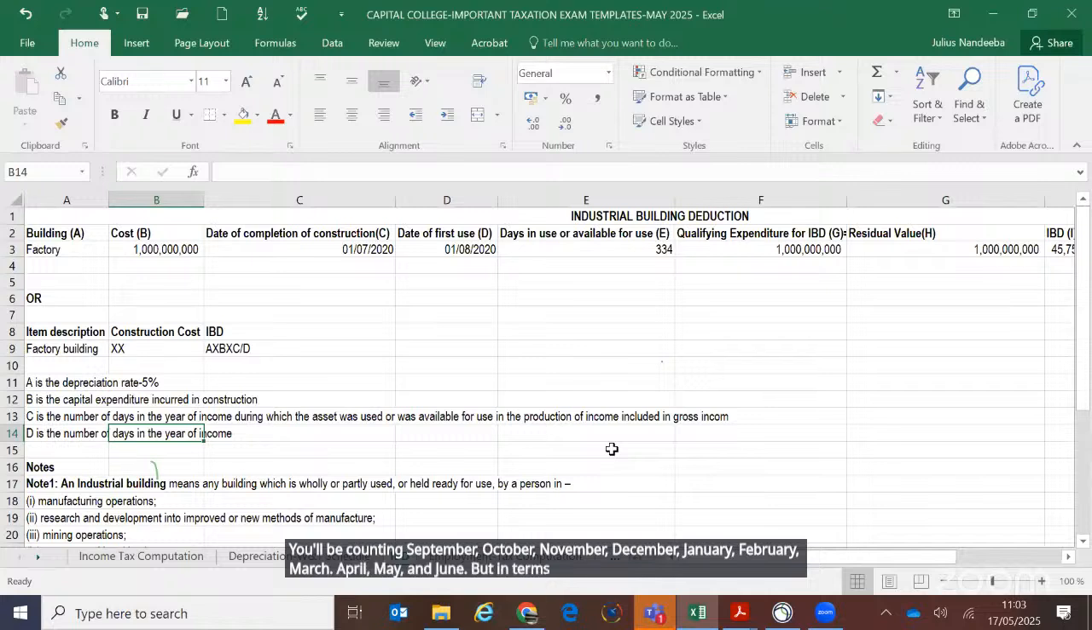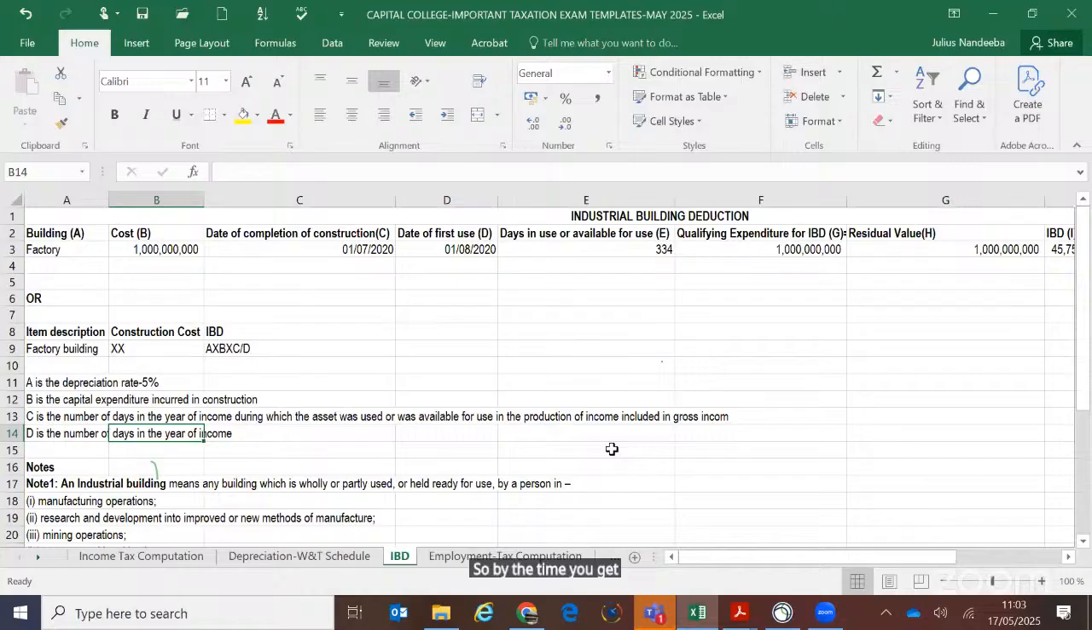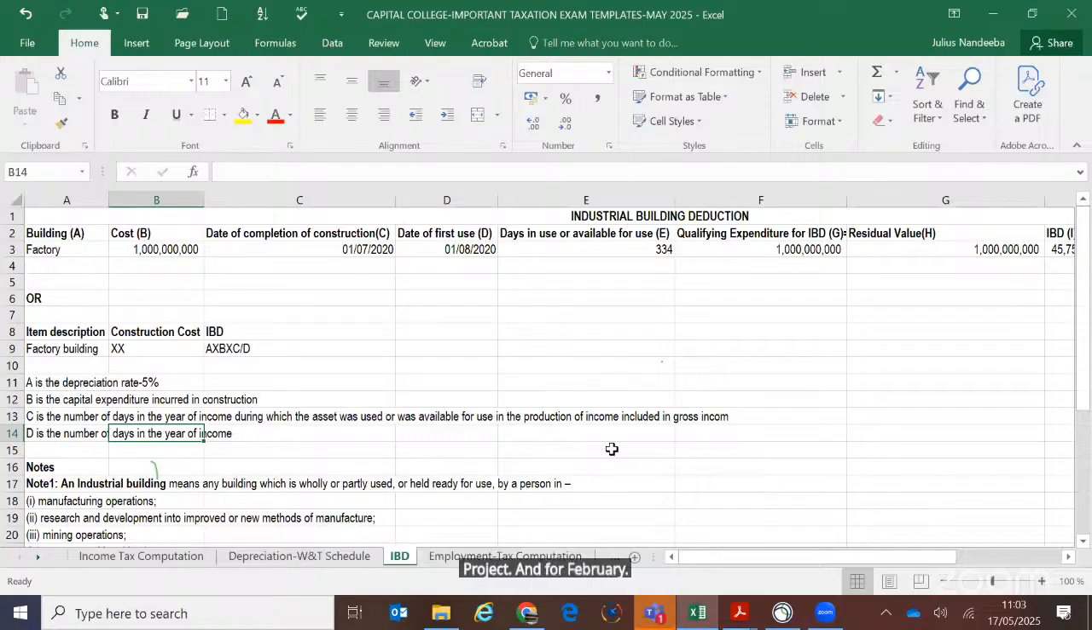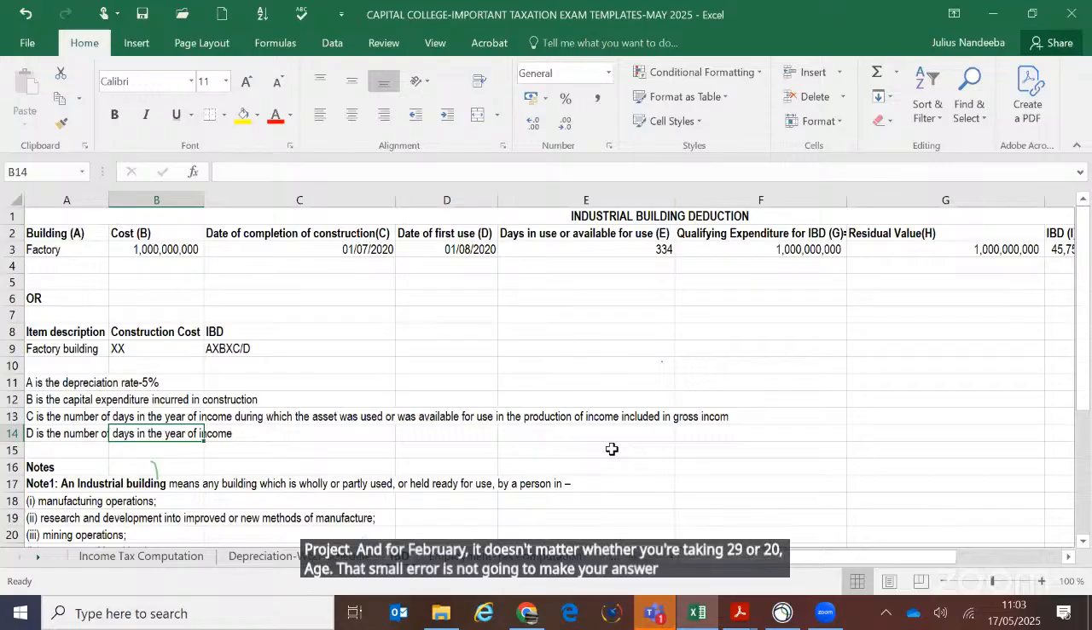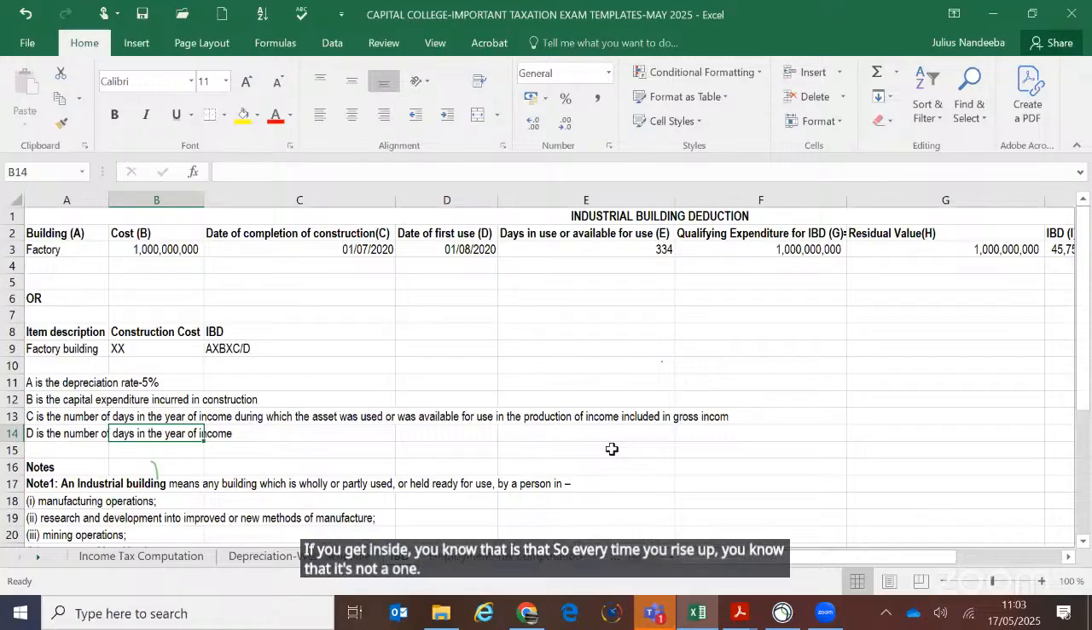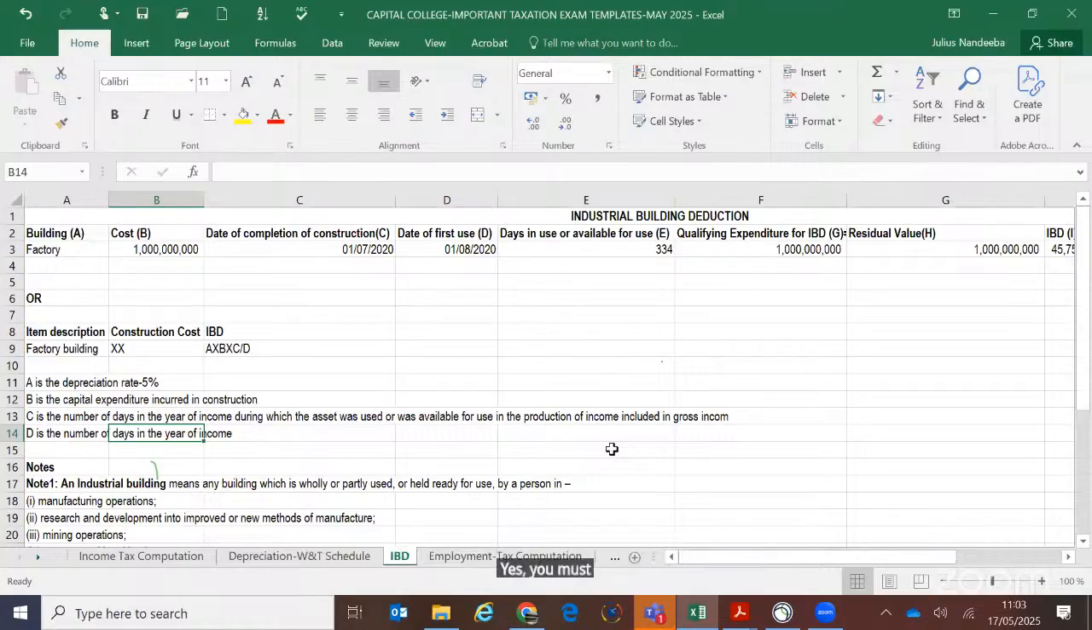But in terms of days, so by the time you get into the exam, you must know which months have 31 and which months have 30. And for February, it doesn't matter whether you're taking 29 or 28. That small error is not going to make your answer wrong. Those who don't know, we used to count this way. If you start from January, you know that is 31. If you get inside, you know that is 30. So every time you rise up, you know that is 31. Yes, you must know how to calculate those months, because we want you to calculate the number of days.